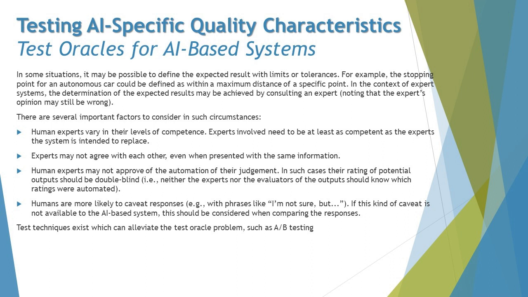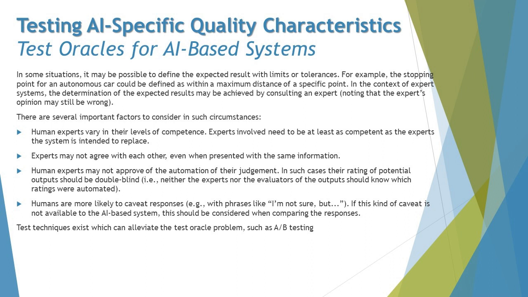Anyway, human experts may not approve of the automation of their judgment. In such cases, their rating of potential output should be double blind. That is, neither the expert nor the evaluators of the output should know which ratings were automated. So human experts may not approve the automation of their judgment. That means they may not say that you can use my mind to replace with an AI based system, which is kind of a discrimination against the person's imagination and experience. Sometimes if the AI based system goes wrong, people think that this chatbot is replacing that human being or that expert. Such things may not be really relevant, or sometimes it may go wrong, which could create a negative image, etc. So we really need to take that into account as well.